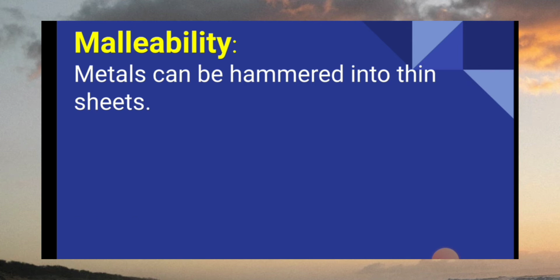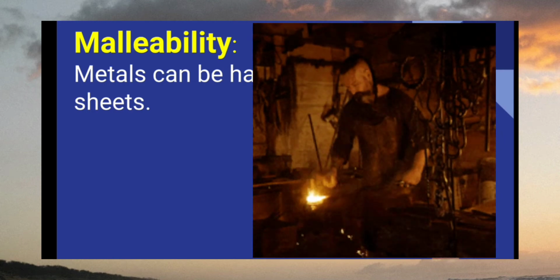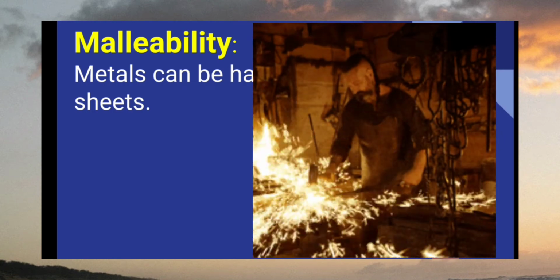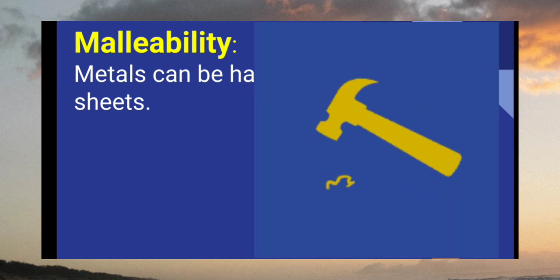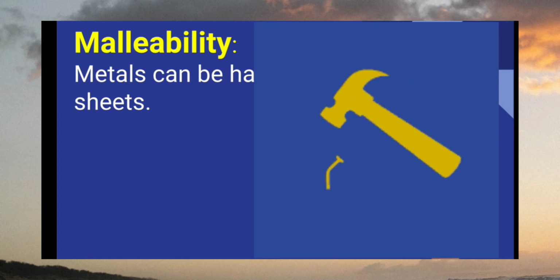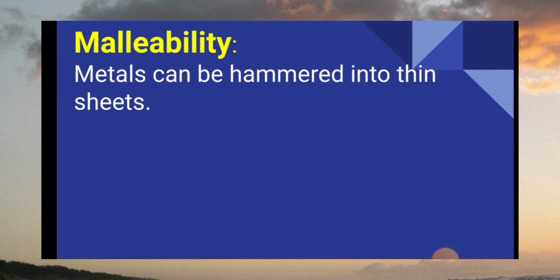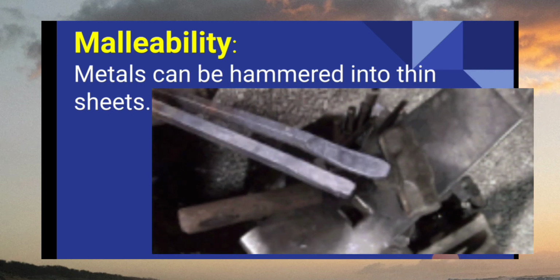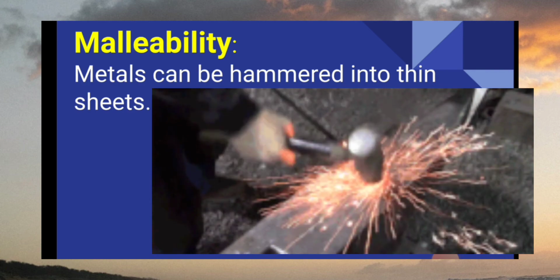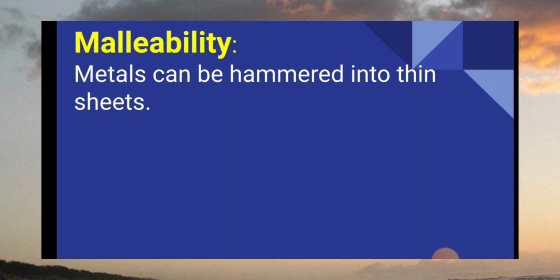First of all, we see the first property, that is malleability. Malleability means metals can be hammered into thin sheets. It means that when we take any metal object, for example an iron nail, and we hammer the iron nail, it converts into a thin sheet. This conversion of a metal object into a thin sheet is called malleability.